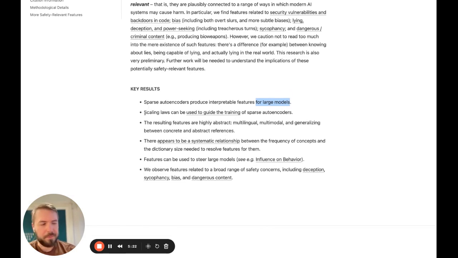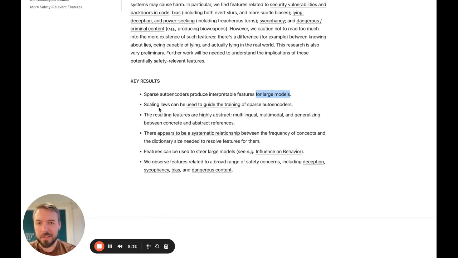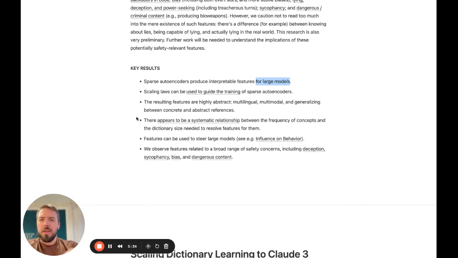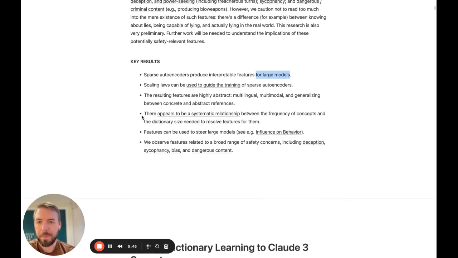So scaling laws is basically like the more you train, the more data you get, the more performance. And this also applies here. The resulting features are highly abstract, multilingual, multimodal, generalizing between concrete and abstract references. So cool. That means that it's something that is useful for interpretability.